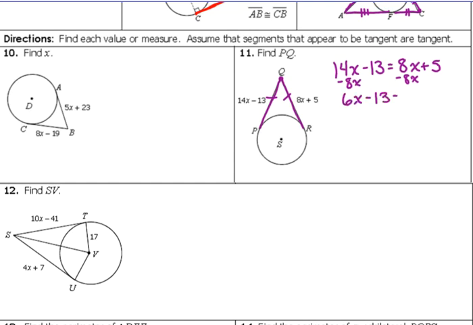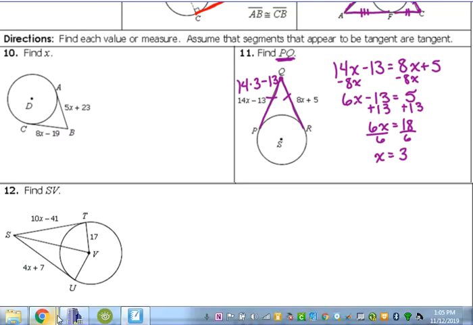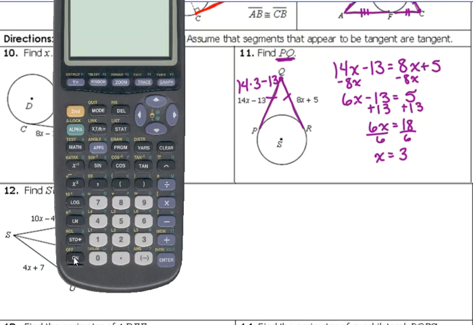6x minus 13 is equal to 5. So then we add 13 to both sides. 6x is equal to 18. Divide by 6. x is equal to 3. Did they ask us for x? No, they asked us for PQ. So we need to plug that in. 14 times 3 minus 13. I'm just going to use my calculator. 14 times 3 minus 13 is 29.